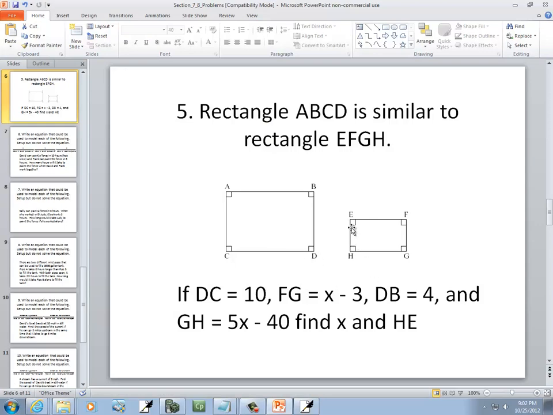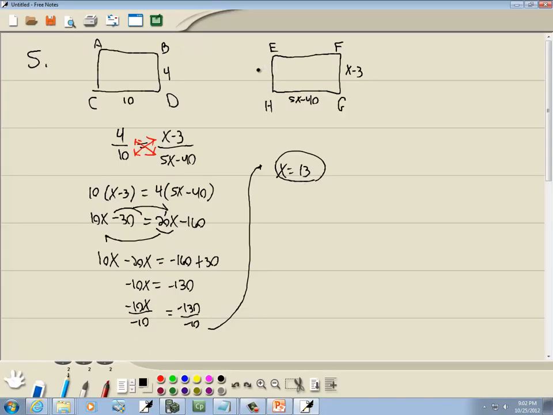Next thing they're asking for is HE. So they're wondering what this side is here. Well, this is a rectangle, so HE is the same as FG. So HE is equal to x minus 3. It's the same as this side. And x we just said was 13. So we got 13 minus 3, which gives us 10.